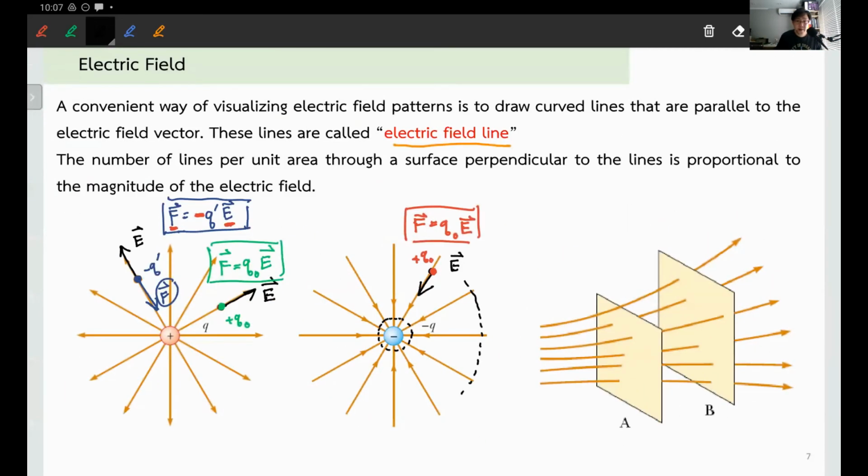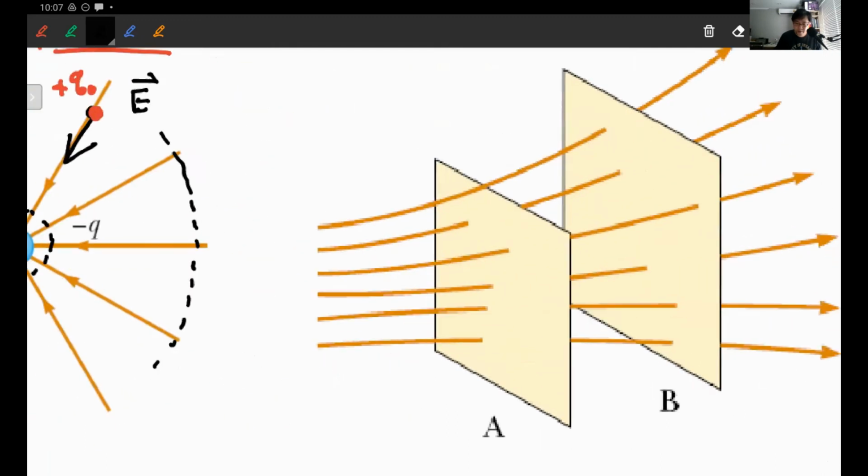All right, like this one right here. On the surface area A, the electric field seems to be stronger because it seems very dense. And then when you move further away in the direction of the field, the electric field lines are getting separated. So it seems like the electric field strength is getting lower and lower.